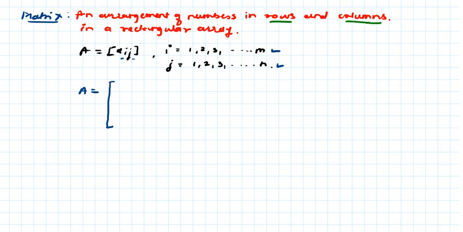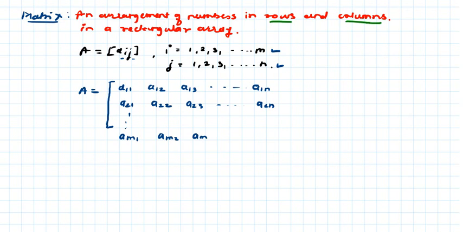I will get the first set of numbers, that will be A11, A12, A13 and so on, A1n. The second set will be A21, A22, A23 and so on, A2n, and so on, up to Am1, Am2, Am3, and so on, Amn. So this will be called the matrix A.